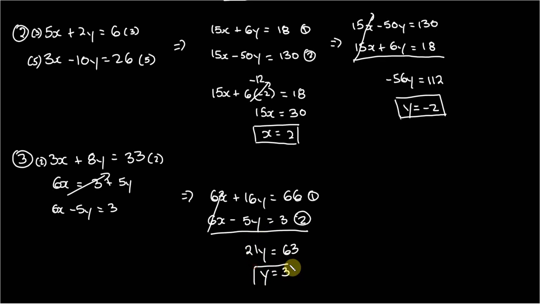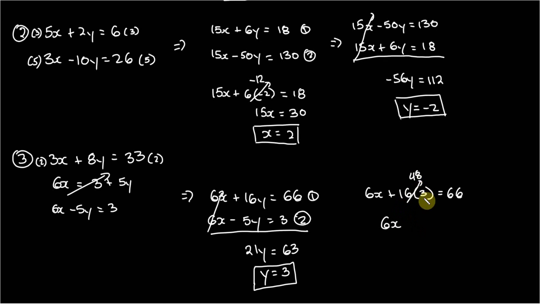And now that we have y equals 3, we can substitute y back into equation 1. And so we have 6x plus 16y equals 3. Oh, what am I doing? Substitute back into equation 1. So 6x plus 16y, and all that is set to equal 66. And so we have 6x, and 16 times 3 is going to give us 48.